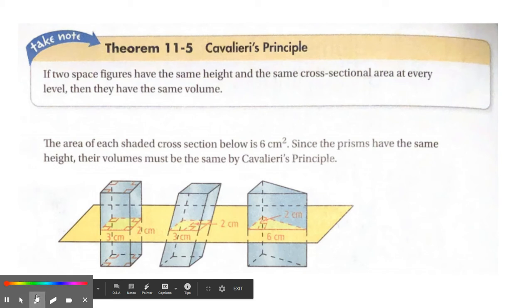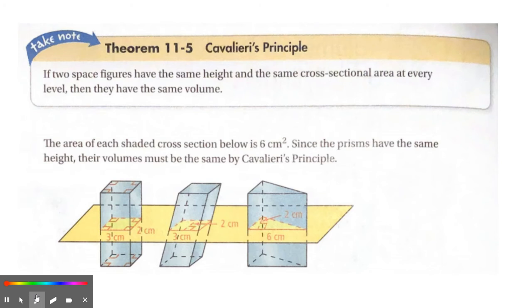So this idea of Cavalieri's principle, and again, I always think of it as the Cleveland Cavaliers principle, right? Ha ha ha. So it's trying to introduce you to volume. So you have three 3D figures down here. You have a square prism. This is almost like a rhombus prism, because it's angled. And then you have a triangular prism.